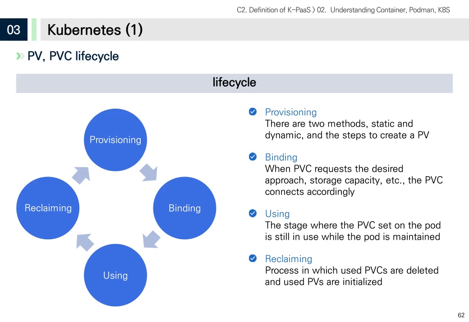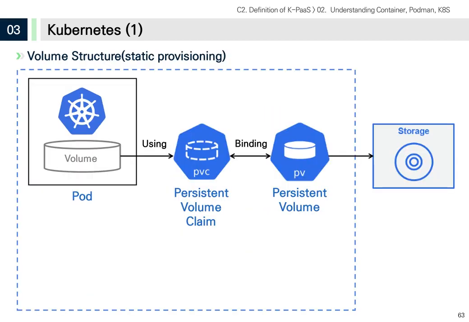Using is the stage in which the PVC set in the pod continues to be used while the pod is maintained. This refers to the step where the pod mounts the volume provided by the PVC and continues to use it. Reclamation refers to the process whereby the PVC in use is initialized and recovered when the used PVC is terminated and deleted. Next is the volume structure.